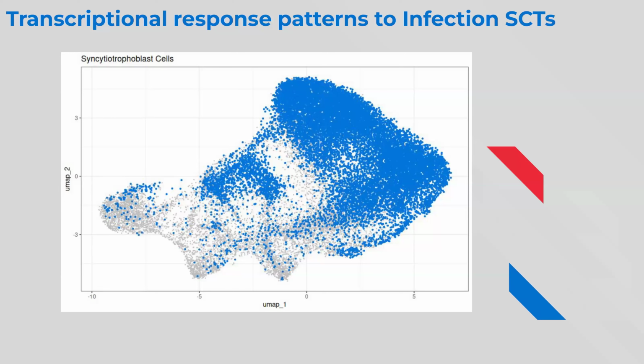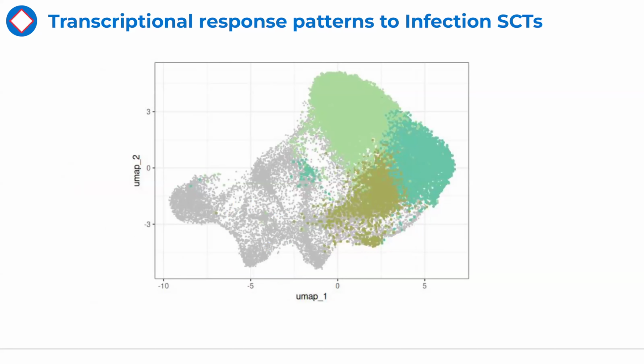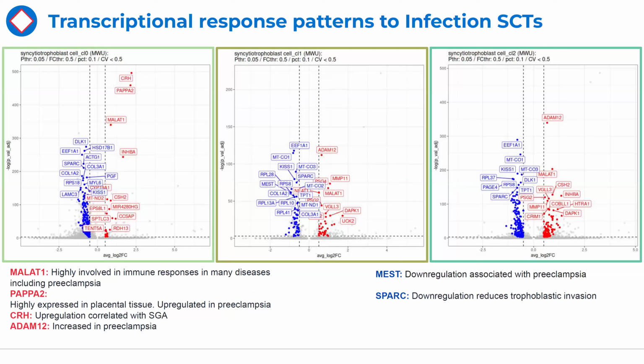When we then look at the cell type that makes the majority of our data set, which are the syncytial trophoblasts, we have 3 different clusters here within the cell type, which we don't understand yet. But when we look at the differentially expressed genes between infected and non-infected, again, we see quite some overlap in all these 3 clusters. So this is cluster 0, cluster 1, cluster 2.